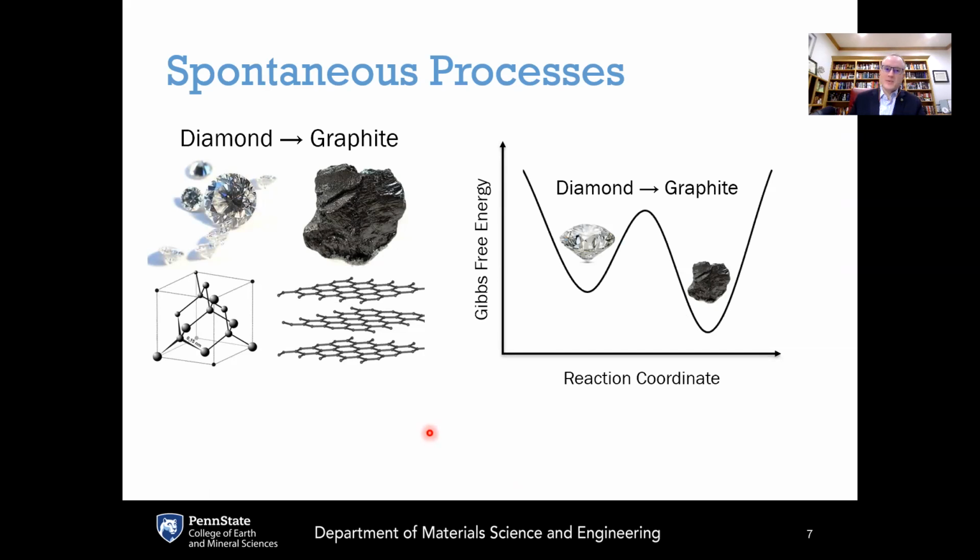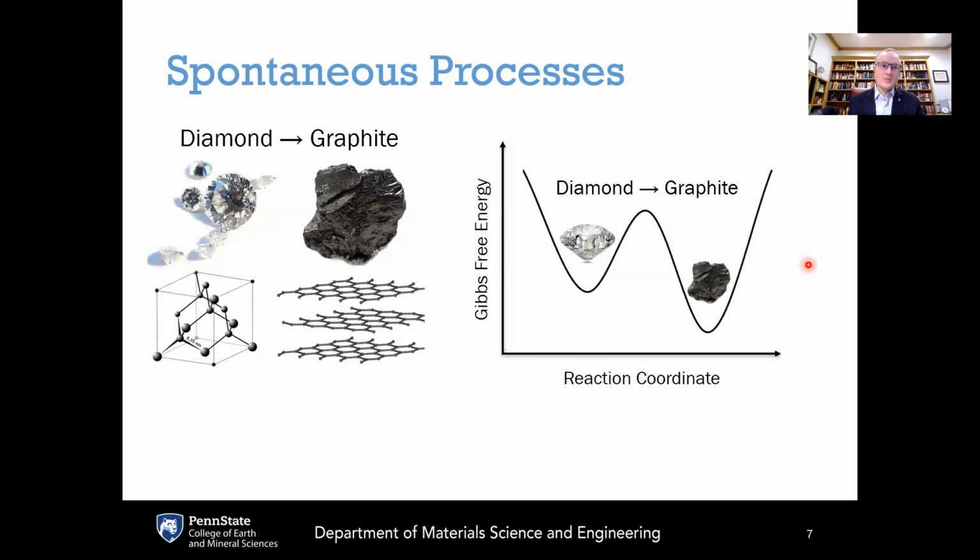How about another example of a spontaneous process? Another one of these is the conversion of diamond to graphite under ambient pressure and room temperature conditions. Here is the Gibbs free energy diagram of diamond versus graphite. Diamond actually has a higher Gibbs free energy compared to graphite at room temperature and ambient pressure. This means that the conversion of diamond to graphite is a spontaneous process, one that will happen on its own.